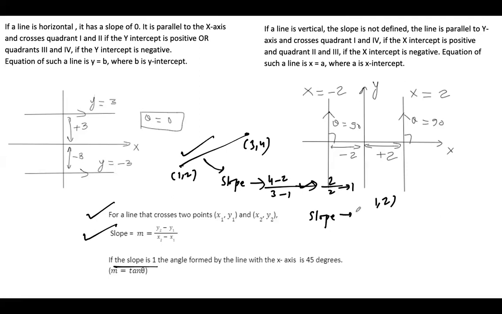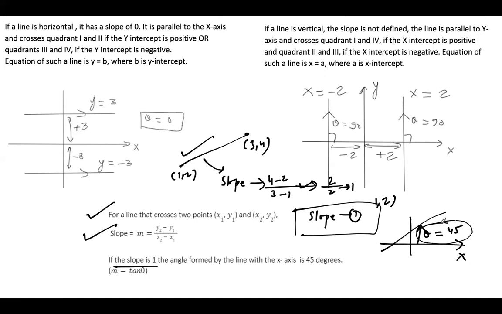Which is 1. If the slope is 1, let's say if a line is making a slope of 1, then what will be the angle with respect to x-axis? If the value of the slope is 1, 45 degree. Theta is 45 degrees. Okay. So can you tell me why? Okay, we'll take this example afterwards.